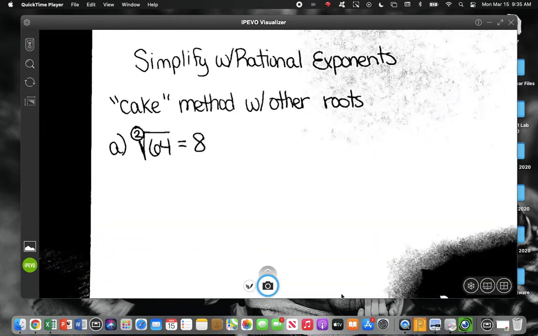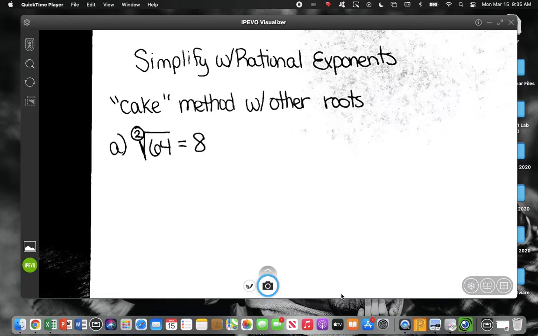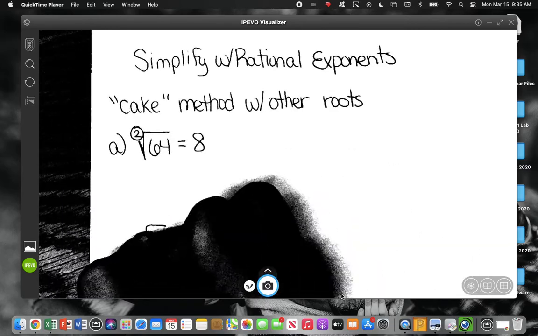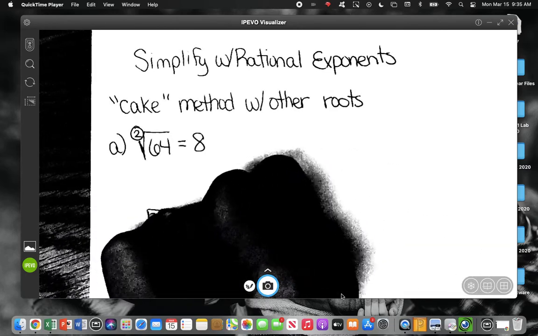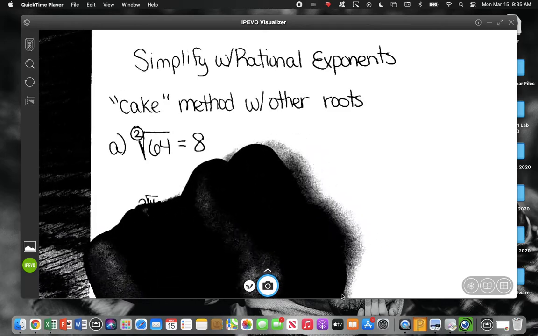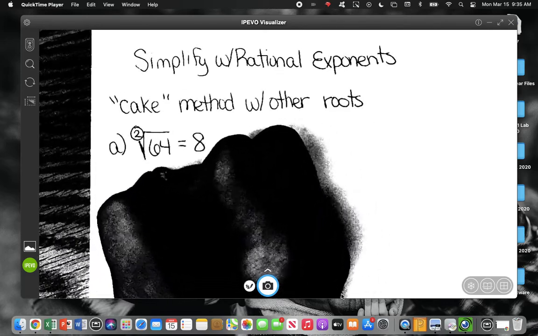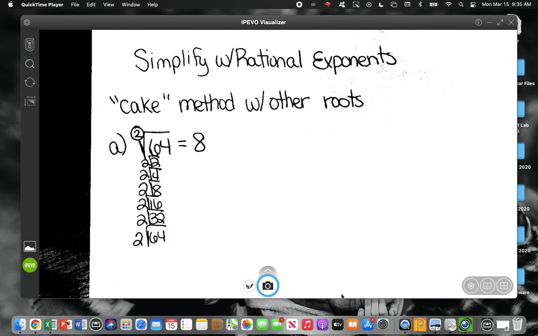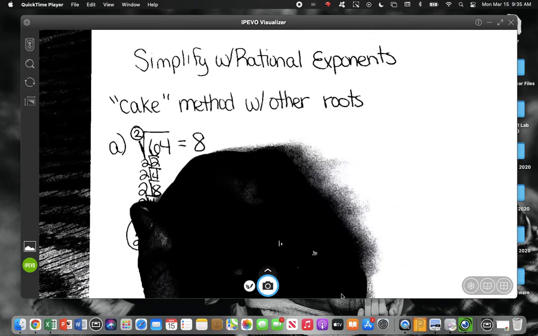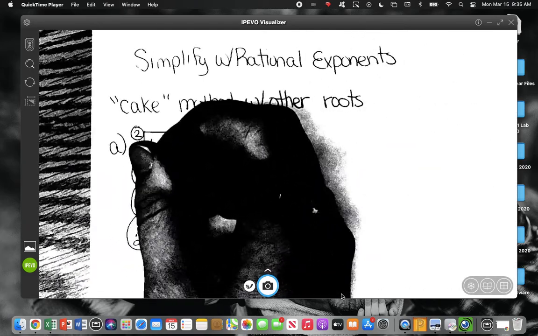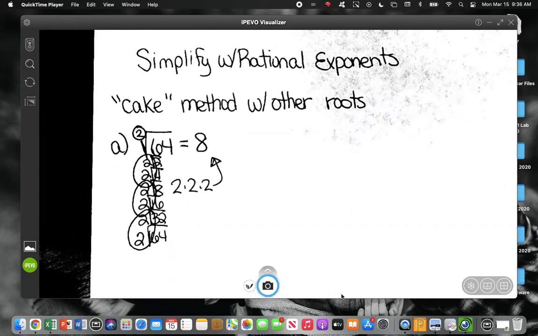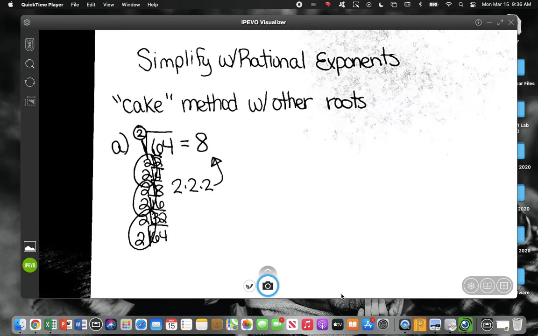So when I cake 64, when I'm doing square roots, we circle pairs. Like you would have done this: you would have taken 64 divided by 2 and got 32, divide by 2 and get 16, divide by 2 and get 8, divide by 2 and get 4. We've got a lot of 2's. So we have 1 pair, 2 pairs, 3 pairs. So then 2 times 2 times 2 gives us our 8, correct? So whenever it's a square root, we circle pairs.